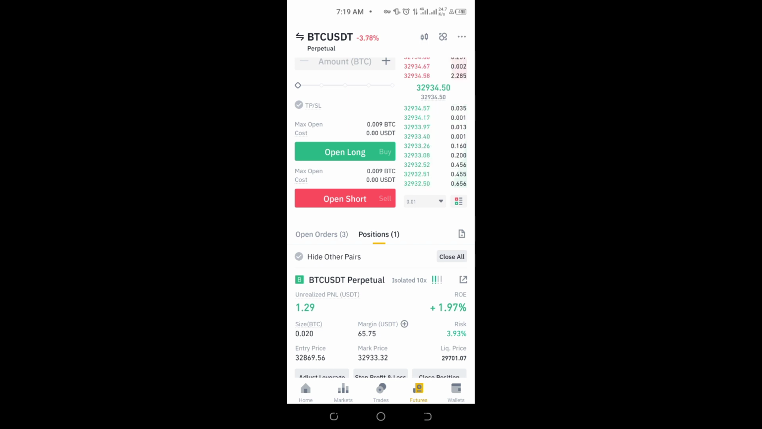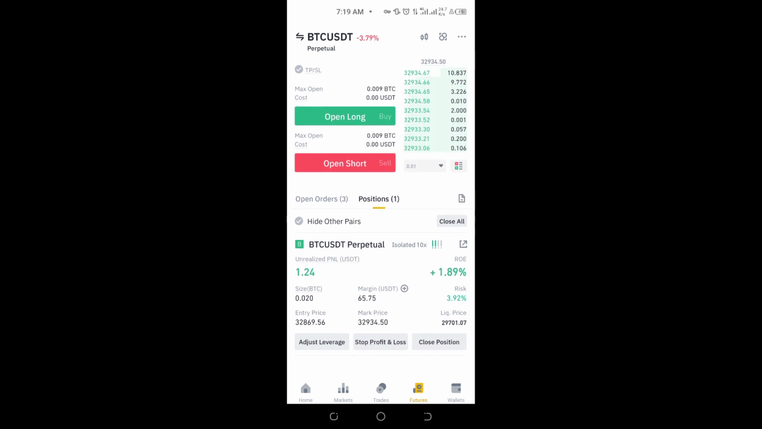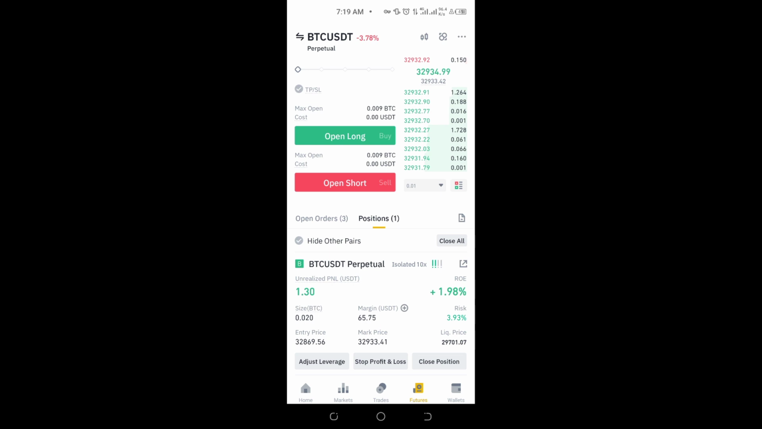Alright, so you can see that we are currently in profit. In terms of return on asset, we are at 1.86%, and in value $1.20. So that is it for this session.